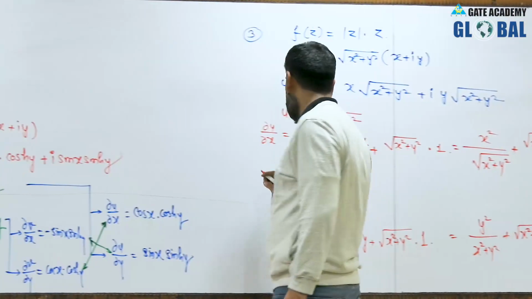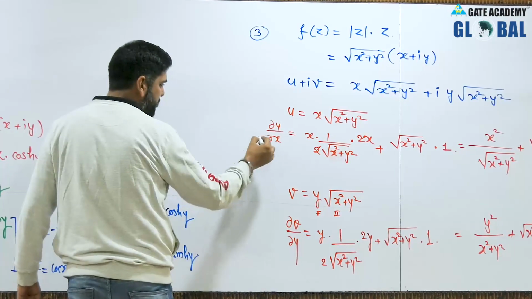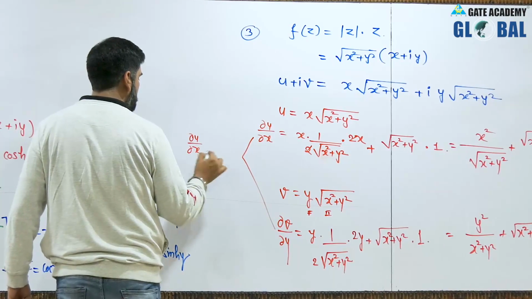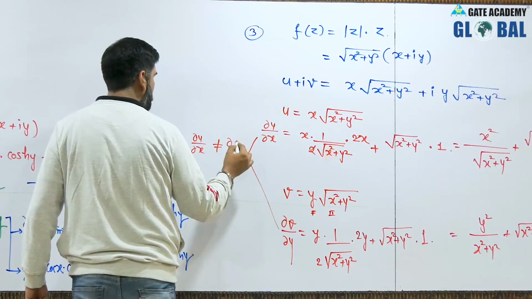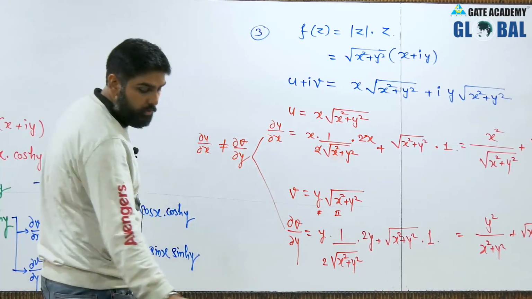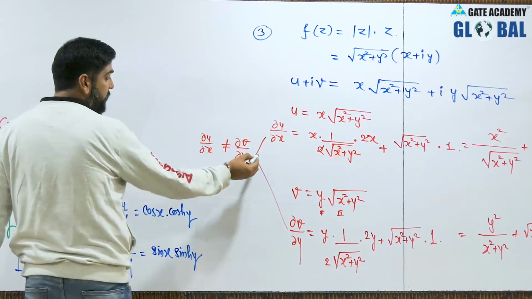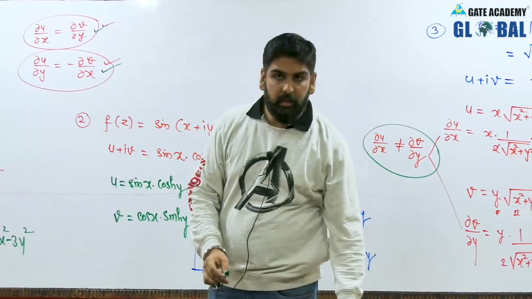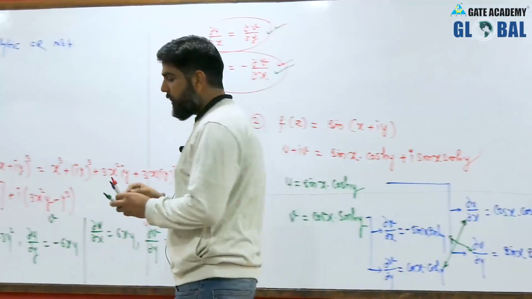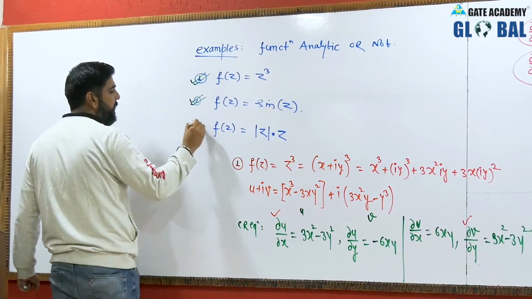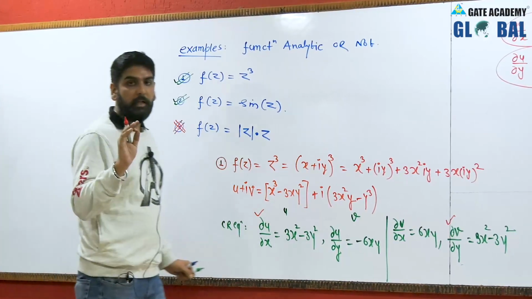So if these two values are not equal, then del u by del x is not equal to del v by del y, dear students. So it is the first CR equation, and it is not satisfied. So we cannot give the green signal for the analytic function. So I am having the red signal that it is not the analytic function. So it is not the analytic function.